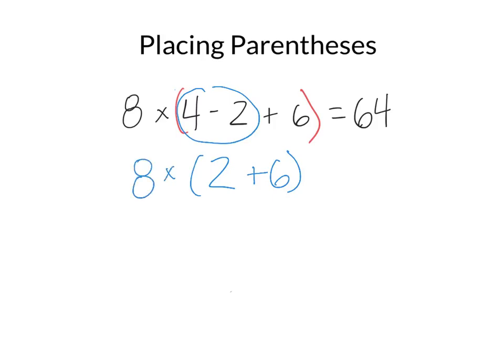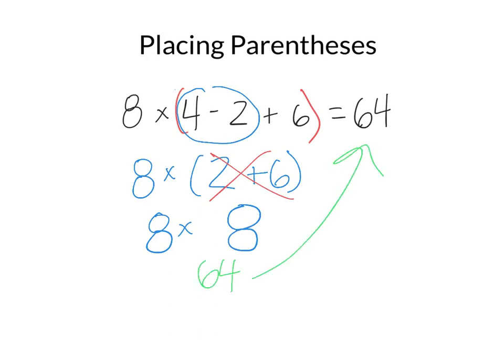So I still have parentheses, so I still need to work on that. 2 plus 6 is 8. I keep everything else the same. Now I'm left with 8 times 8 is 64, which is indeed the answer we are looking for. So we know in this case, this is the spot where the parentheses go.